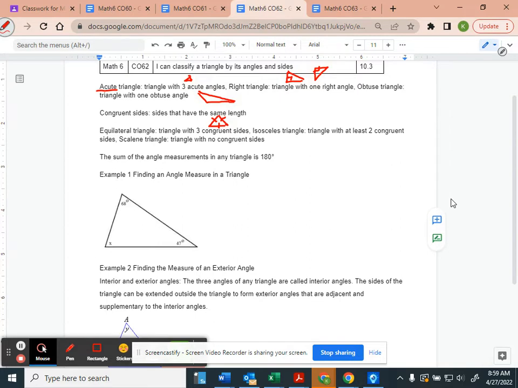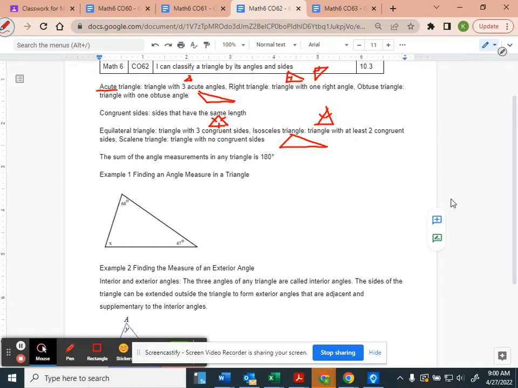An isosceles triangle has two sides that are congruent. So two of those sides will be the same, but one of them won't be. It says at least two congruent sides. There's only three sides, so you've got two that are the same length. A scalene triangle has no congruent sides. So none of the sides are the same length. Equilateral, all three are equal. Isosceles, two of them are equal. Scalene, none of them are equal.